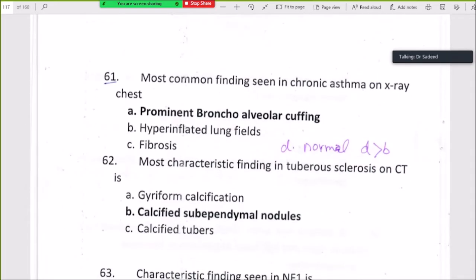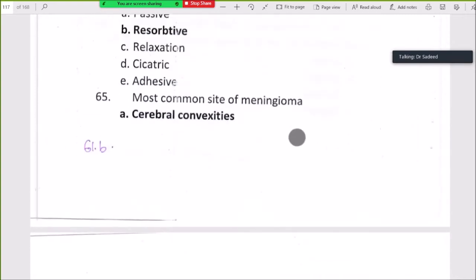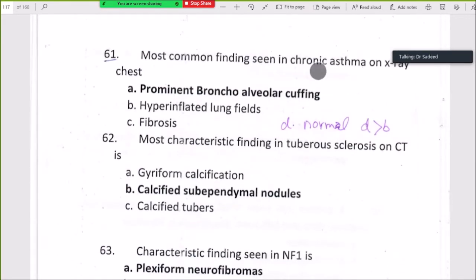61. Most common finding seen in chronic asthma on chest X-ray is normal. If that is not an option, then the answer is B, hyperinflated lung fields.